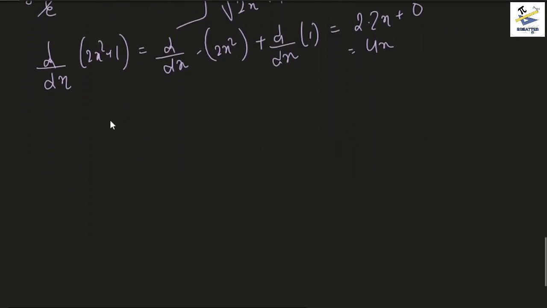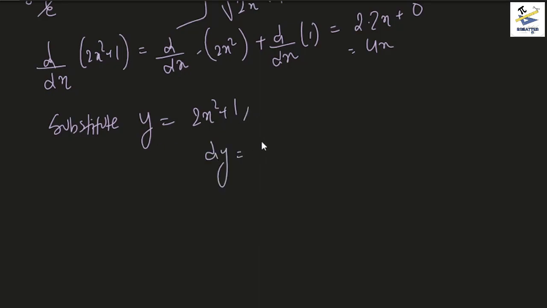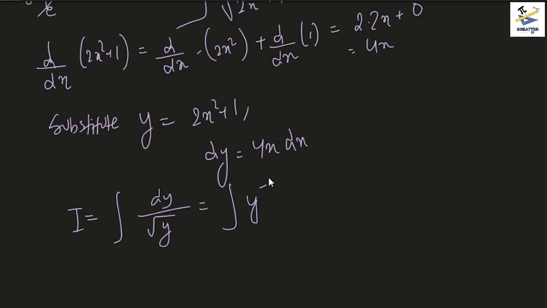The derivative of the term 2x square plus 1 is already present. And if that is so, what we can do is substitute y equals 2x square plus 1, and thus we see that dy is equal to 4x dx, and this would turn our integral into something like this. But this just means it's y to the power minus half dy, and using the rule we can write it as y to the power minus half plus 1 by minus half plus 1 plus c, which is basically y to the power half, and this becomes 2 because it's a half in the denominator.